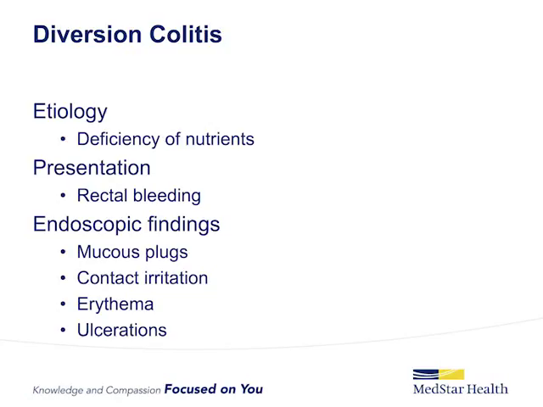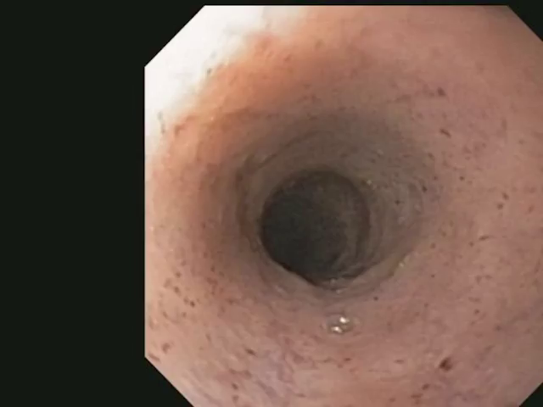Endoscopic findings associated with symptomatic diversion colitis include mucus plugs, contact irritation, erythema, and ulcerations. In an asymptomatic patient, endoscopic findings may include tissue pallor and friability. These findings can be seen in the following images. This image is from a patient who had a long-standing ileostomy and rectal stump for chronic Crohn's colitis. This image demonstrates the tissue pallor and friability associated with diversion colitis.